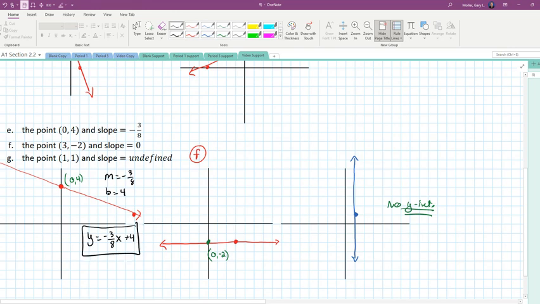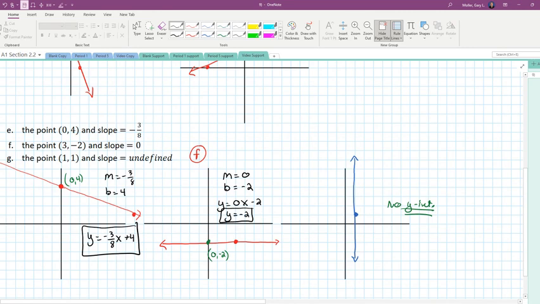All right, now we get to our special cases, and these are going to be a little bit weird. We can at least do f exactly the same way. My slope is 0, and my y-intercept is -2. So if I go ahead and write y equals 0x minus 2, that just simplifies down to y equals -2.